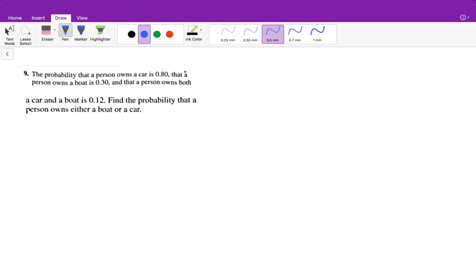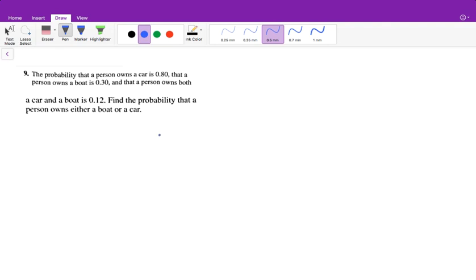The probability that a person owns a car is 0.8. That a person owns a boat is 0.3, and that a person owns both a car and a boat is 0.12. Find the probability that a person owns either a boat or a car. So we want to know that they own one or the other, or both. It could be that they just own a car, that they just own a boat, or that they own both, because that's what it means, either a boat or a car. They can also own both at the same time.